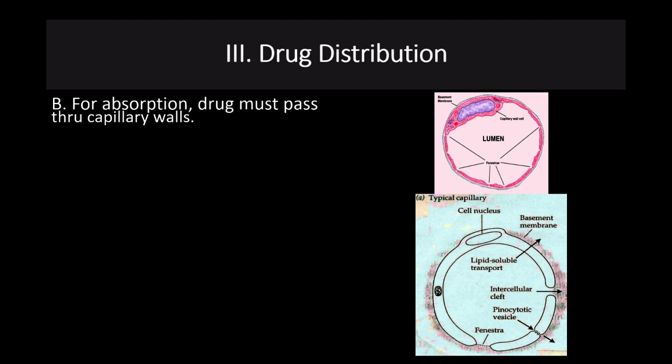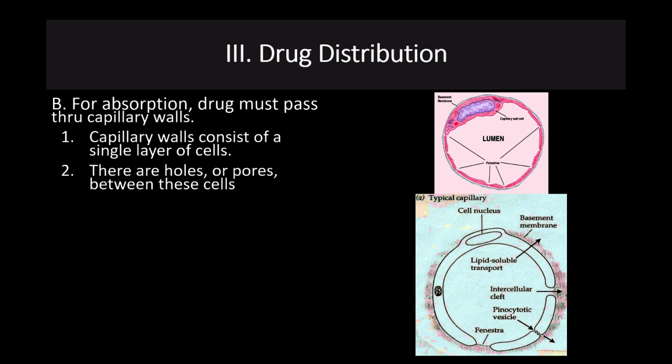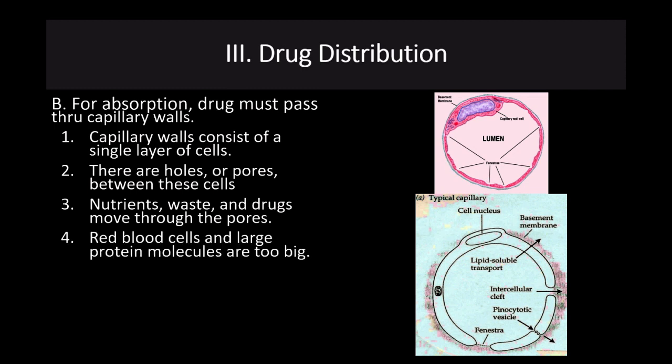In order for a drug to be absorbed, it has to pass through capillary walls. You can see these places in the capillary walls where drugs might be able to make their way through. Lipid-soluble drugs can go right through the membrane, and that's something to keep in mind. They're very different from other types of drugs. The capillary walls consist of a single layer of cells. There are holes or pores in between those cells, and these are the places in which some drugs might be able to pass. Nutrients, waste, and drugs move through these different pores or openings.